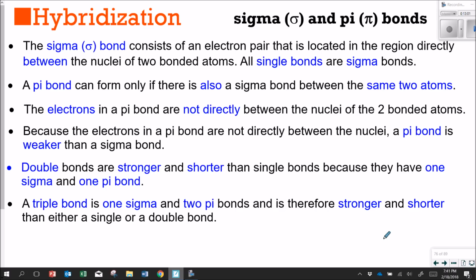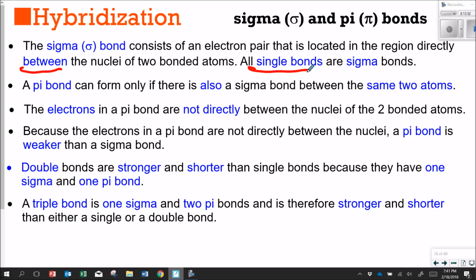Let's recap pi and sigma bonds. The sigma bond consists of an electron pair that is located in the region directly between the nuclei of 2 bonded atoms. All single bonds are sigma bonds. A pi bond can only form if there is also a sigma bond between the same 2 atoms. The electrons in a pi bond are not directly between the nuclei of the 2 bonded atoms.